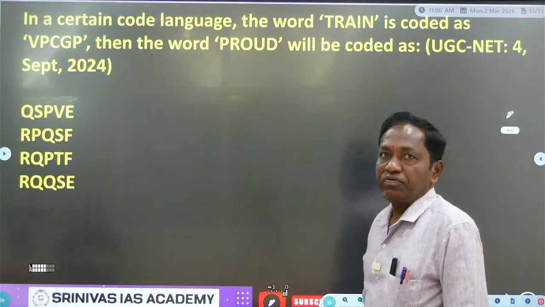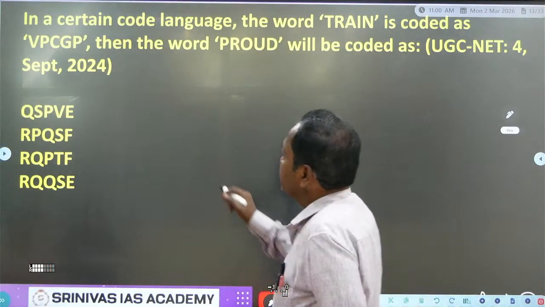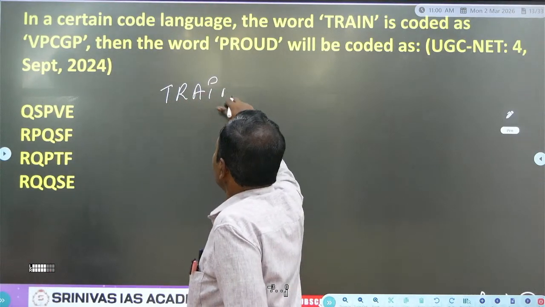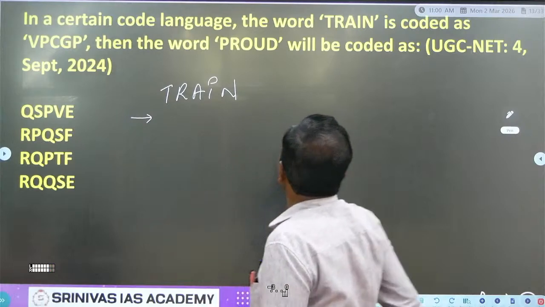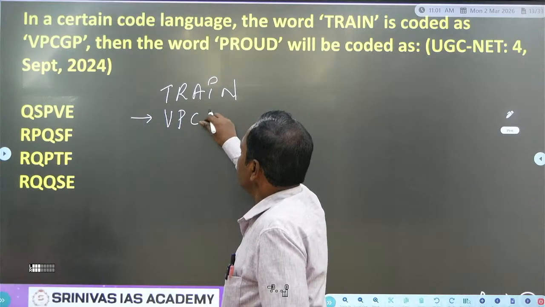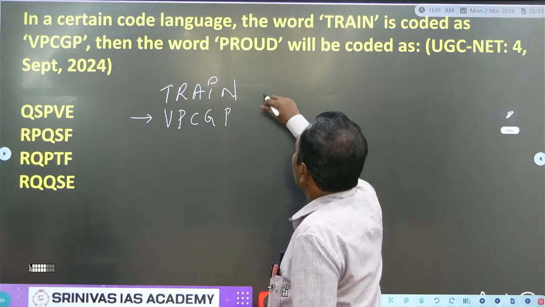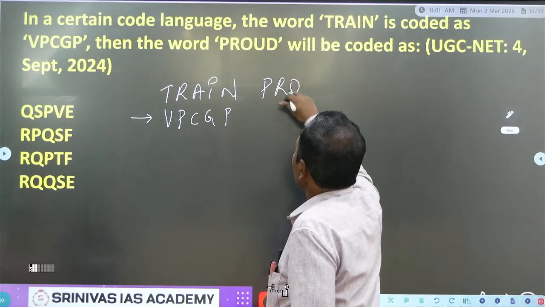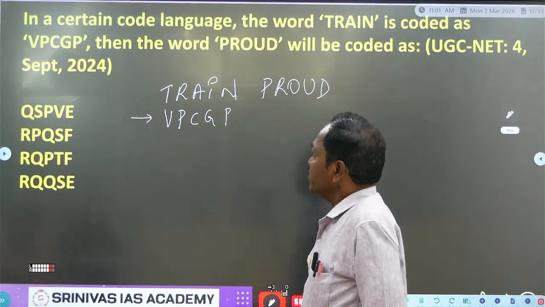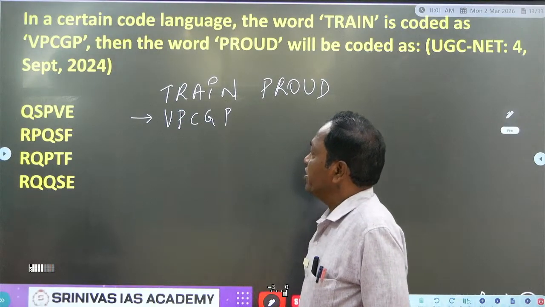Now we can see the questions, how it will happen. In a certain code language, the word TRAIN is coded as VPCGP. Then how will the word PROUD be coded in that language? Now we can see, read, because always you have to write immediately below that word.